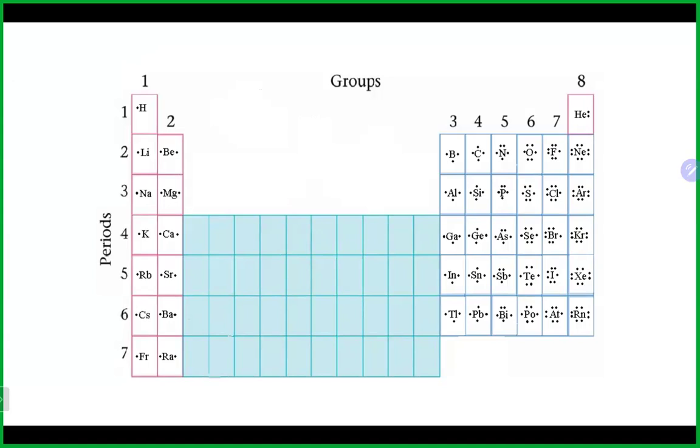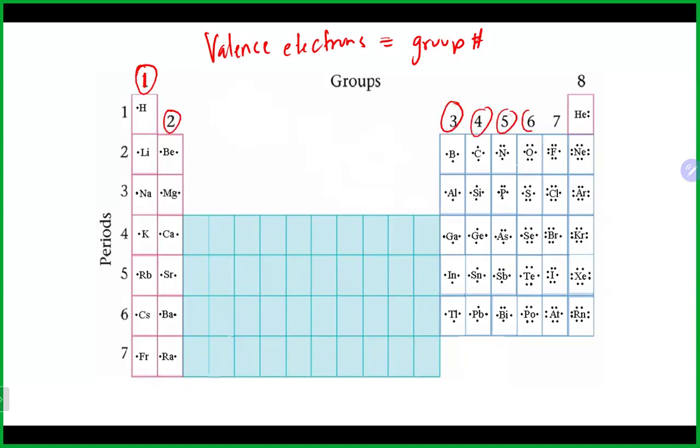And here's the deal with valence electrons. The easiest way to figure out valence electrons is that it equals the group number. So everybody in group 1 has 1 valence electron, 2 valence electrons, 3 valence electrons, 4, 5, 6, 7, and 8 valence electrons. And that's where we get all these dots from.